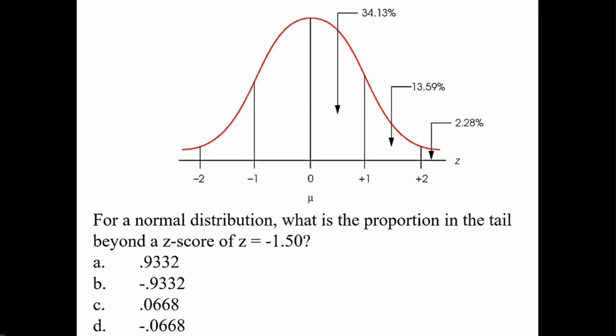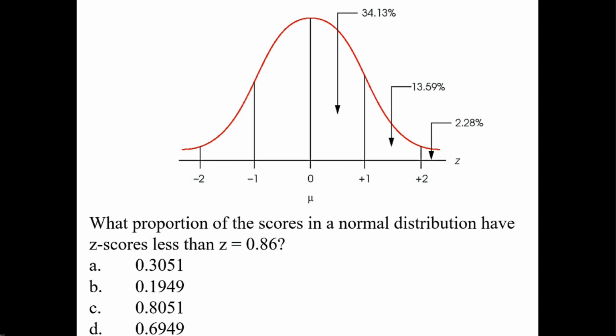And then here's another one. What proportion is in the tail beyond 1.5? So that answer is 0.0668. What proportion of people have z-scores less than 0.86? And so we know that if it went all the way to 1, it'd be 84%, and it's at 0.86, so the correct answer is C.